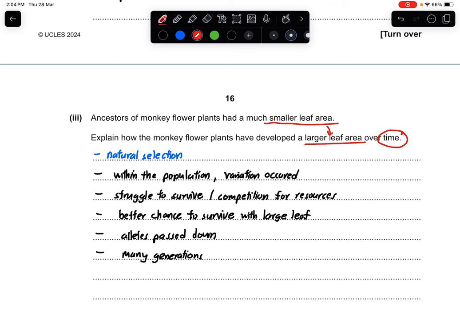Natural selection takes a lot of generations. So it happens within the population where there is variation. And what happens if variation occurs? There is always competition. The competition for food, competition for space, and then this allows the weaker ones to have much more struggle to survive. And then of course, the ones with a larger leaf area will survive better than a much smaller leaf area. Therefore, the allele for that large leaf area will be passed down to the offspring, and the process repeats for many, many generations, because one generation takes a long time. Many generations means over a longer time. So that's the keyword that they want, okay?